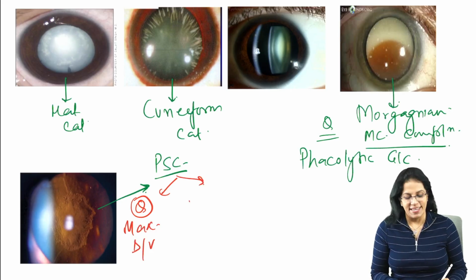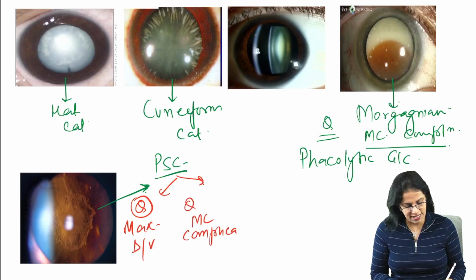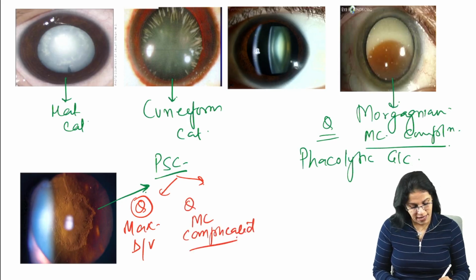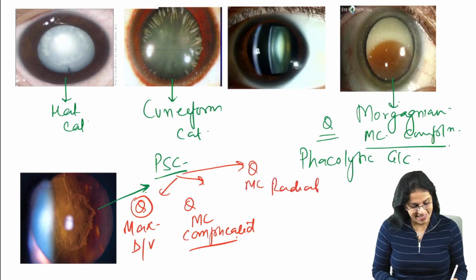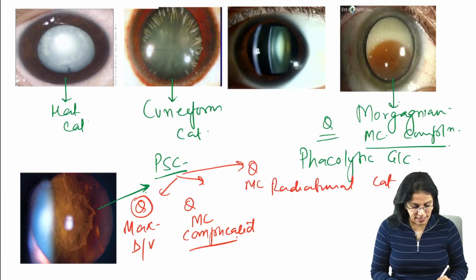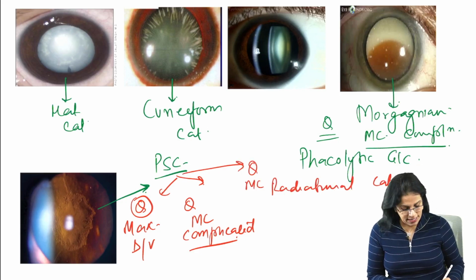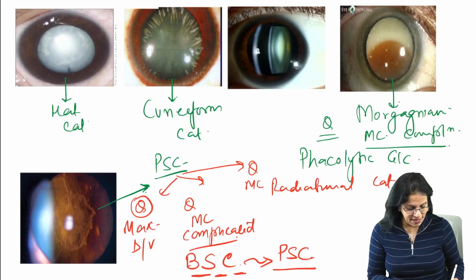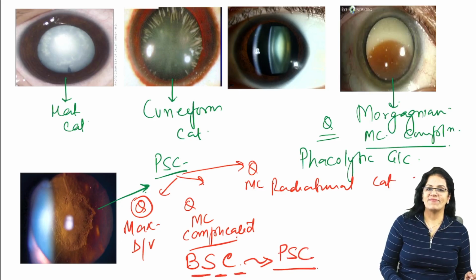Second question. It is the most common complicated cataract. You know what is complicated cataract? When cataract is occurring after any anterior or posterior segment disease. Third, it is the most common radiational cataract, right? And what else is asked in the exam? If you talk about toxic cataract, let us revise it here. It is busulfan, steroids and chloroquine which will lead to PSC. BSC causes PSC. Busulfan, steroids and chloroquine will lead to PSC, right?